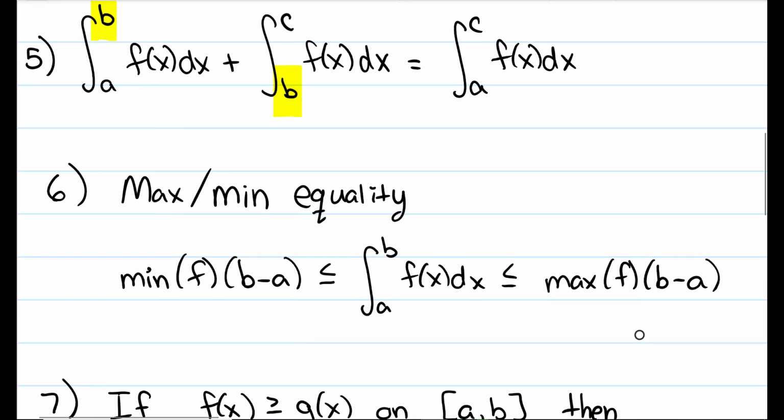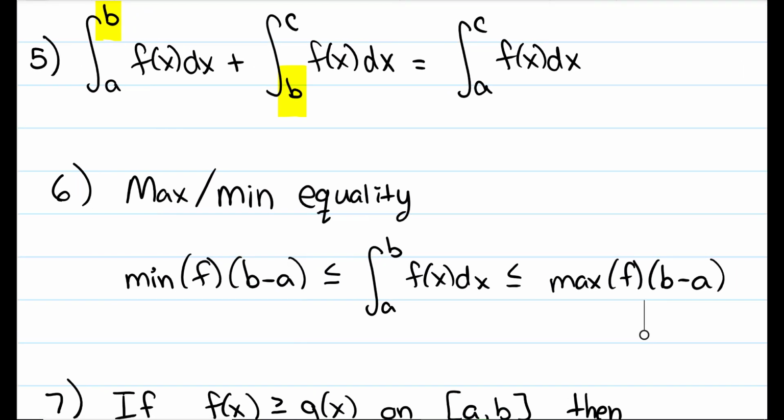This one's kind of weird. The max or min inequality. This is saying that the minimum value of f times b minus a is less than or equal to the actual integral, which is less than or equal to the maximum value times b minus a. This would be, if it was an increasing function, the left Riemann sum, and this one would be the right Riemann sum. So the actual integral is somewhere in between the left Riemann sum and the right Riemann sum, which is something we have noticed.